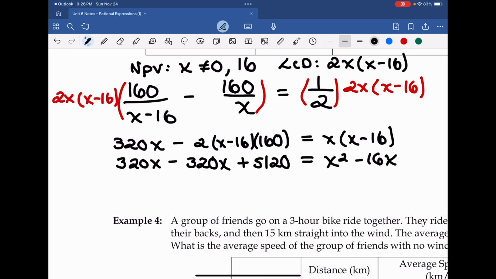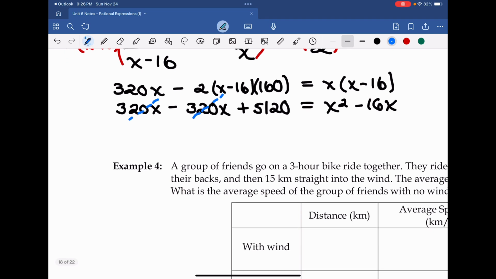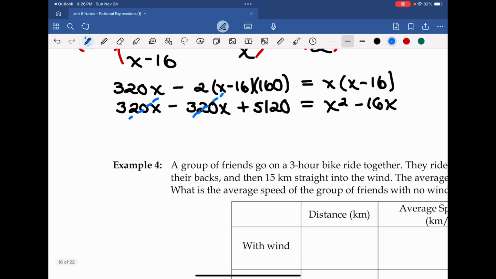Now, again, our whole goal is to make this into a quadratic equation so we can factor it. So I'm going to look at this and be like, well, my 320x's actually go away because they're plus and minus of the same term. And then on the other side, I'm going to move that 5,120 across. This is going to make it 0 is equal to x squared minus 16x minus 5,120. And then once we get it to this point here, we're going to factor it by inspection.